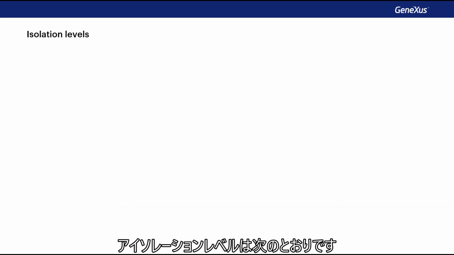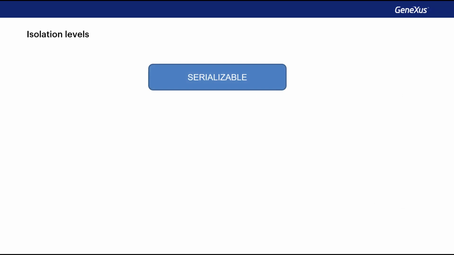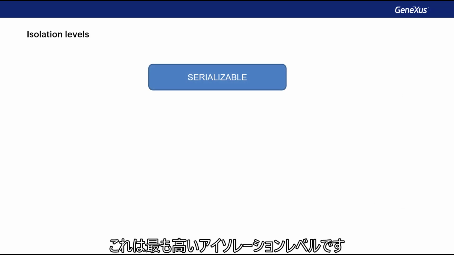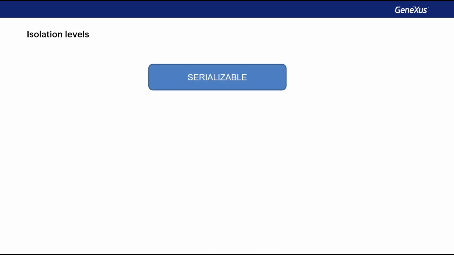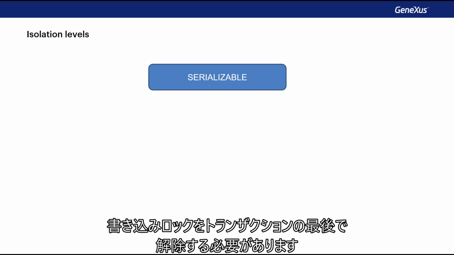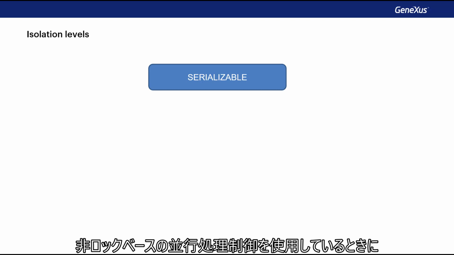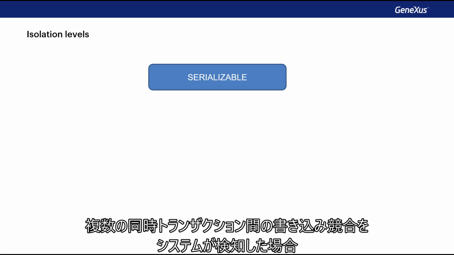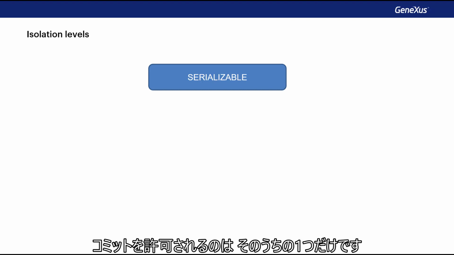Isolation levels are as follows. Serializable. This is the highest isolation level. It requires read and write locks, acquired on selected data, to be released at the end of the transaction. When using non-lock-based concurrency control, if the system detects a write collision among several concurrent transactions, only one of them is allowed to commit.